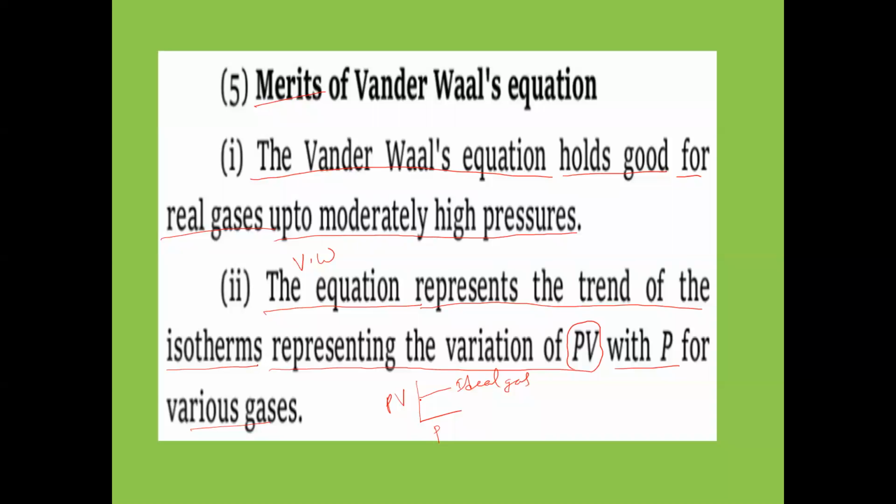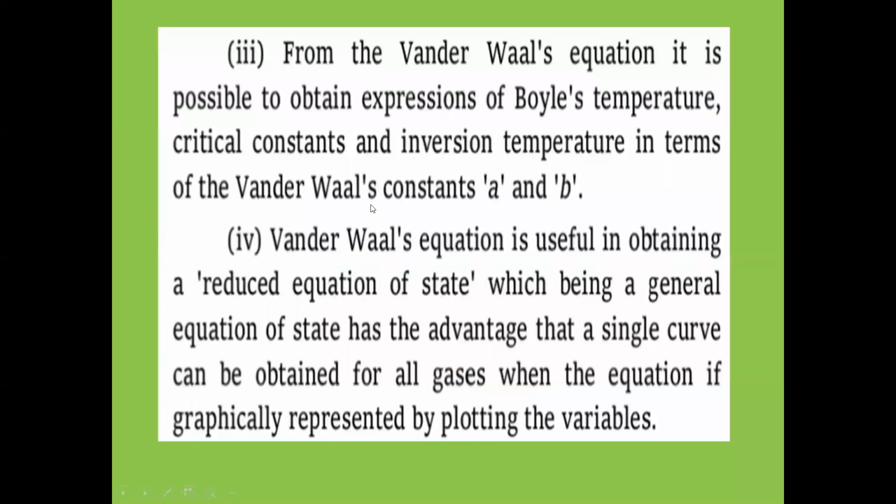If we take a real gas, the curve will be like this. Real gases deviate from ideal behavior. This type of curve at constant temperature is called an isothermal curve, or isothermal graph. The van der Waals equation explains these isotherms. These are two merits of the van der Waals equation, and now the third merit.